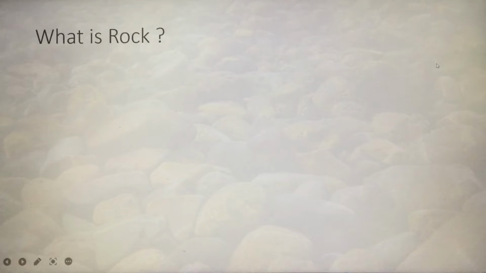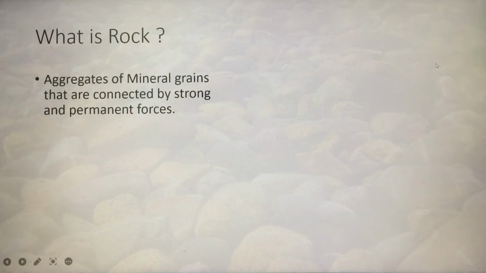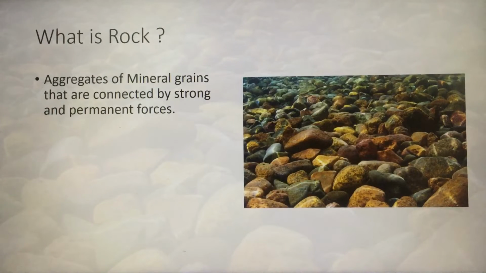What is rock? Aggregates of mineral grains that are connected by strong and permanent forces. A rock is a solid mass of geological materials. Geological materials include individual mineral crystals, inorganic non-mineral solids like glass, pieces broken from other rocks, and even fossils.